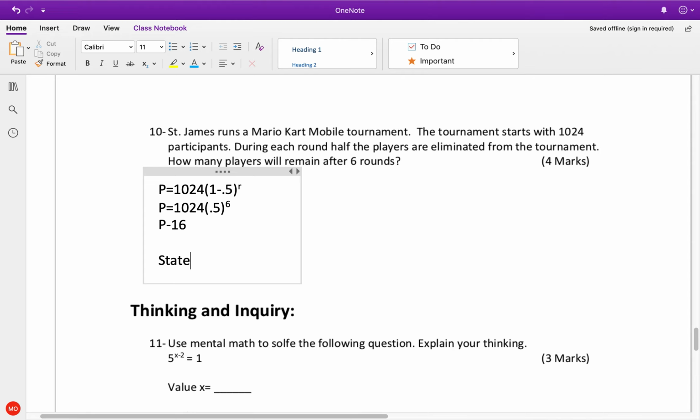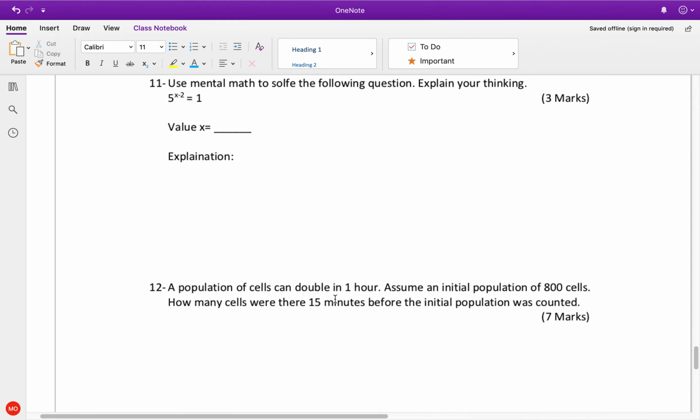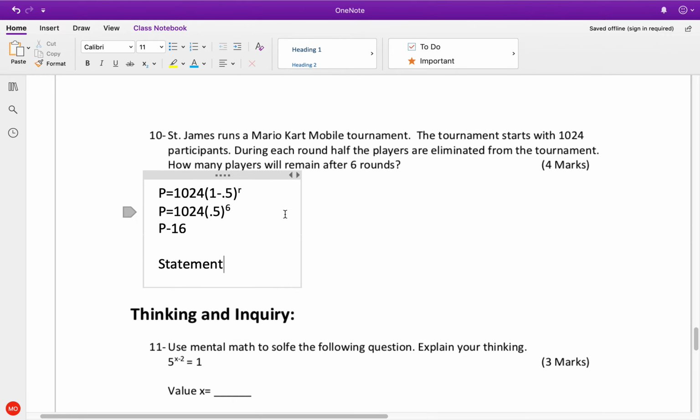And write your statement. Now I'm going to leave these because I still have people writing, and I'm going to change up this question actually. But that's it for review. Hopefully that helps you out.